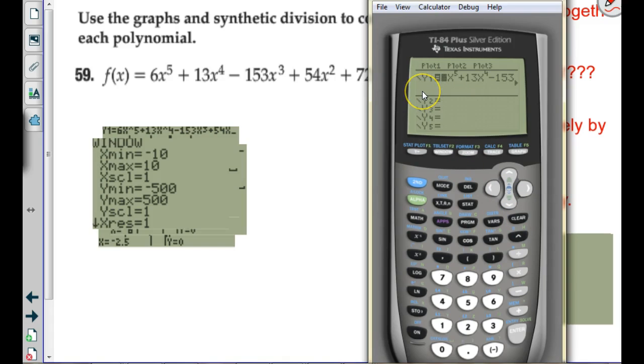I need somebody to guess where they think one of these is. -6. Whoops, I got to do trace first. Trace -6 is a 0. Okay. What else? -2.5 is a 0. Okay. +2. I didn't think +2 was a 0, but it turns out that it is.